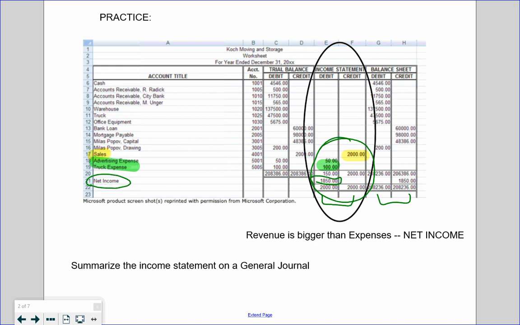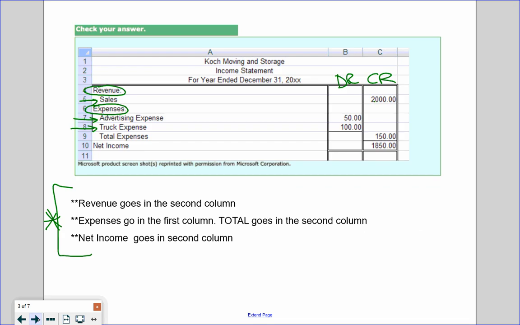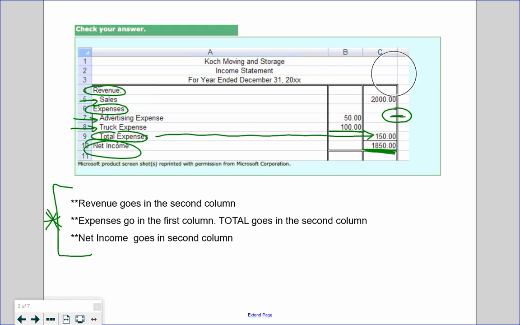So here's what's different. You do total expenses, but you put it in the credit column. And then you're going to subtract these two numbers and you call it net income. Okay? Because the revenue is bigger than the expenses. So essentially what's happening here is we are ignoring the debits and the credits.